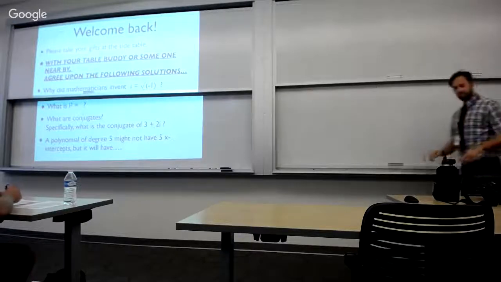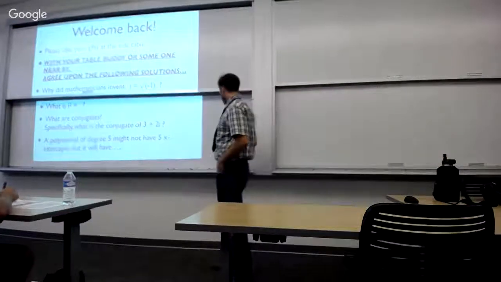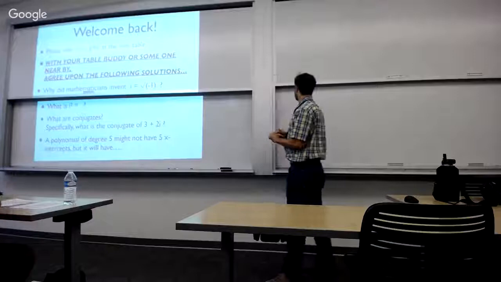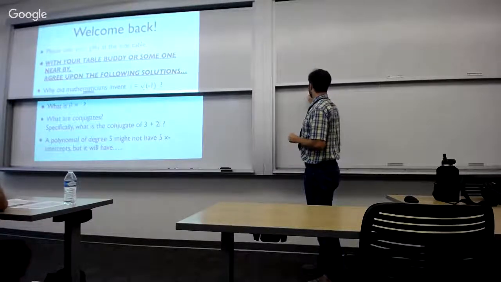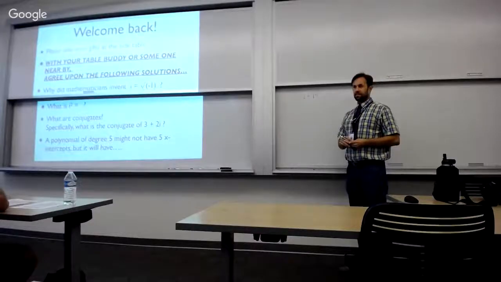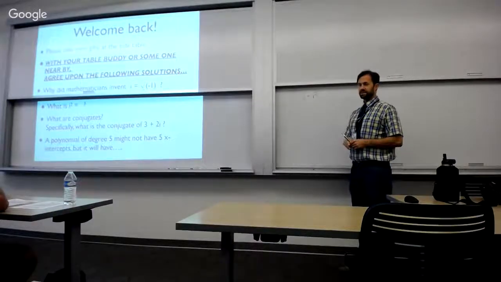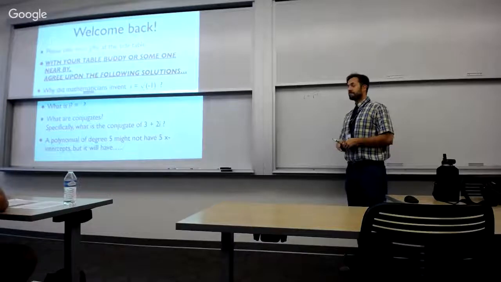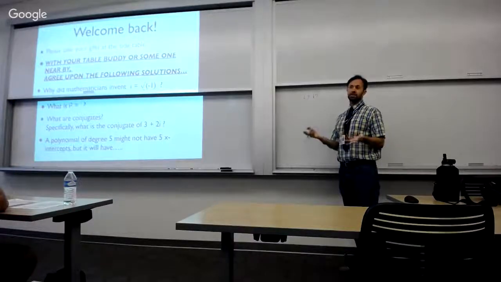All right. Well, good morning, folks. Let's get started. First of all, why did mathematicians invent i is equal to the square root of -1? Why do we even have that terminology? Why do we work with this mathematical object? So that every equation has an answer? Yeah, exactly right. So that every equation has an answer.